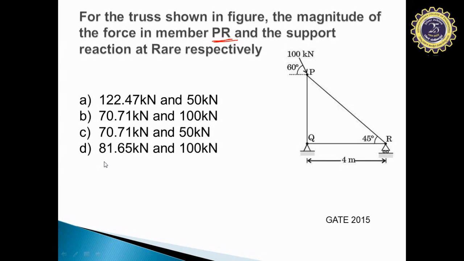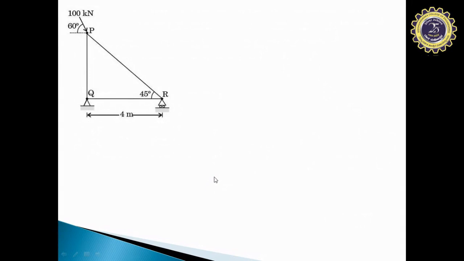If you don't have much time to solve, you can directly go on solving for the R, because you have two options for R, that is 100 and 50. So if you have very less time and you still need to answer one or two questions, what you can do is simply eliminate A and D, because majority of the options for PR member have 70.71. I definitely don't suggest this when you have lots of time. But if you have very less amount of time to solve more number of problems, I would suggest you to solve according to this. But this will not work all the time.